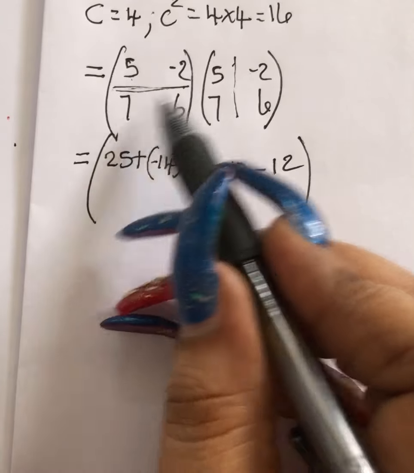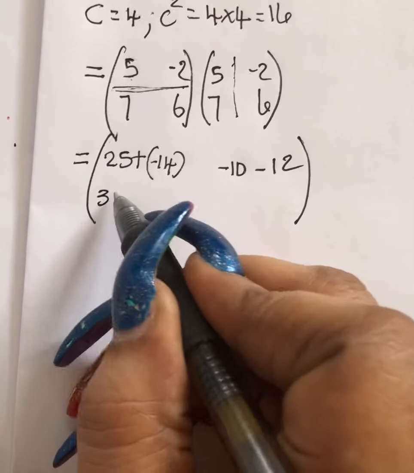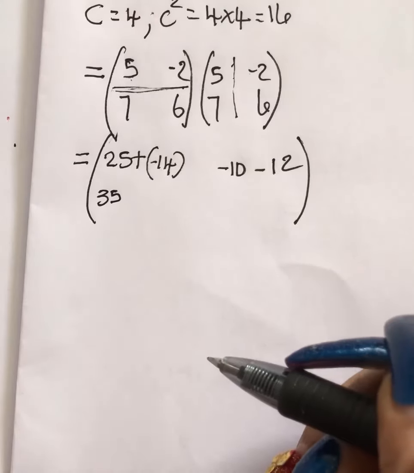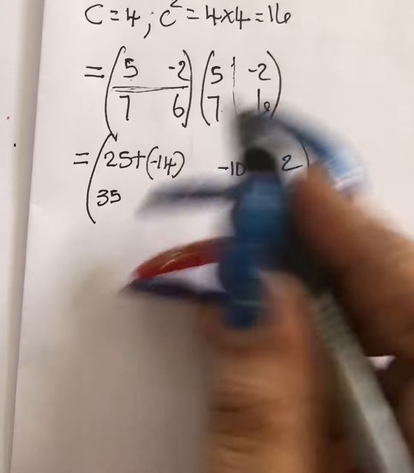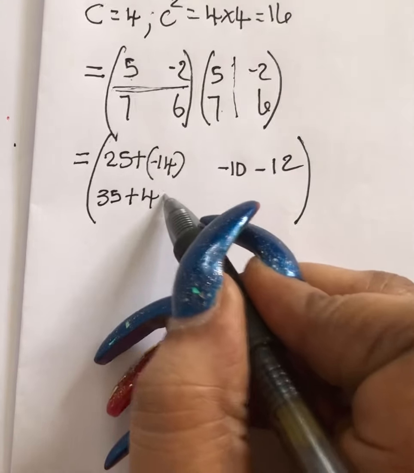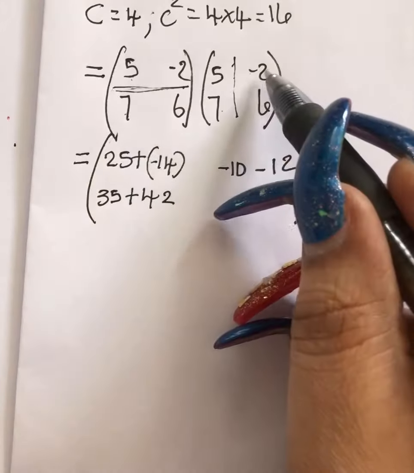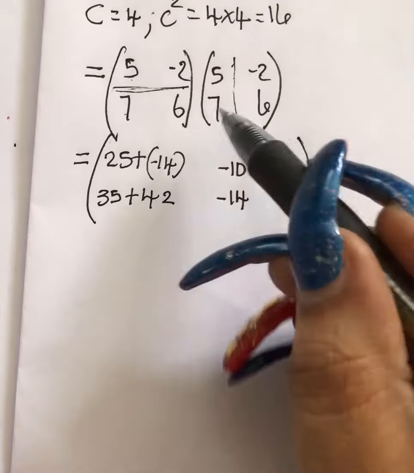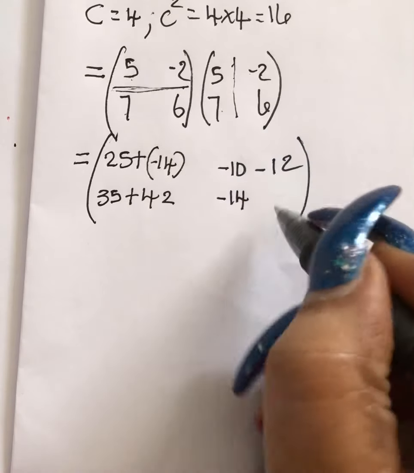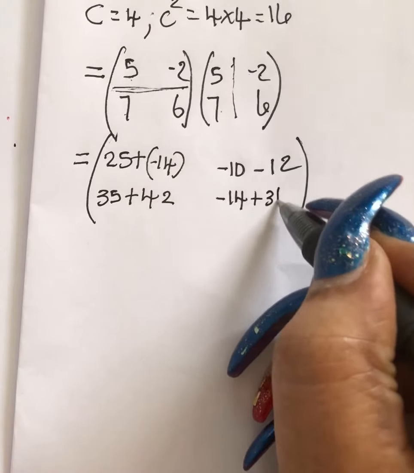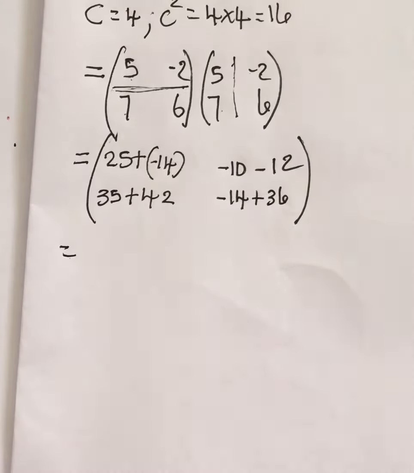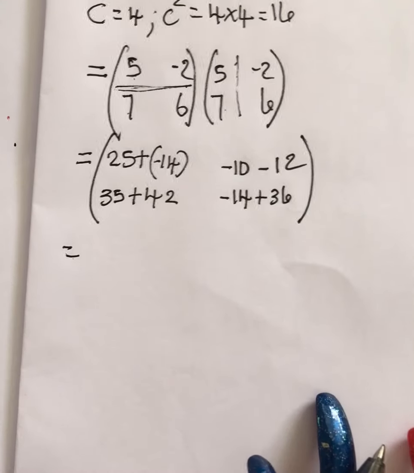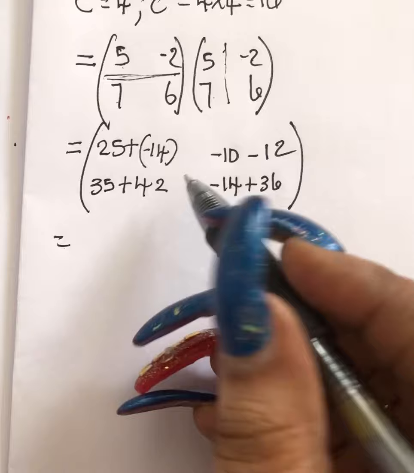So we go 7 times 5. That will give us a product of 35. 6 times 7, 42. 7 times negative 2, negative 14, and the 6 by 6 will give us 36. And our last step will be to add or subtract where possible. We are simplifying now.